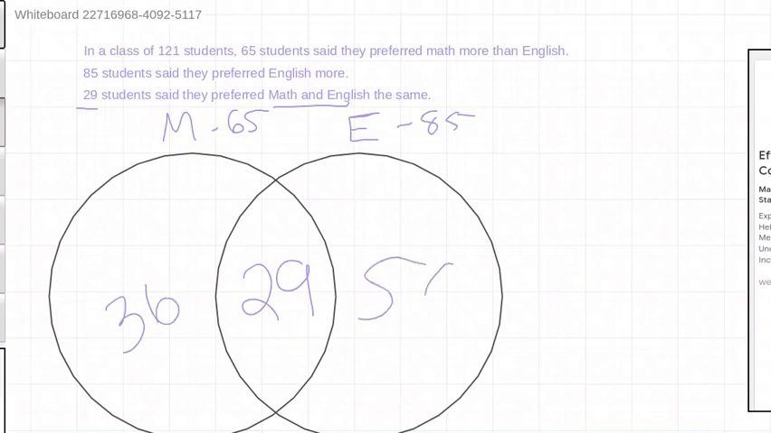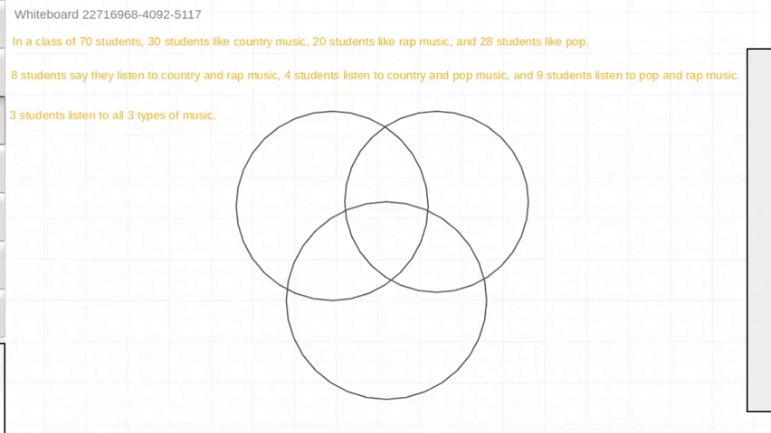65 minus 29 is 36, and then 85 minus 29 is 56.